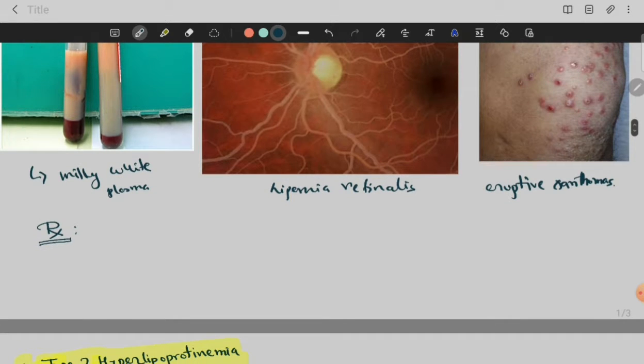Here there is, very shortly, the treatment part. There is an enzyme therapy. Actually, this is an enzyme therapy, the alipogene tiparvovec.